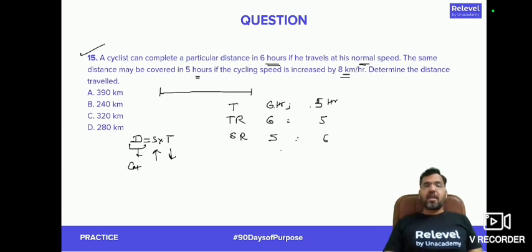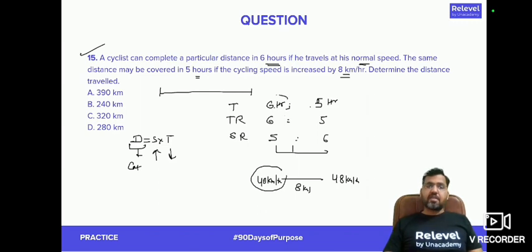Now you see that the difference in the speed is 1 here. I want this difference to be equal to 8 kilometer per hour. So earlier the speed is 40 kilometer per hour, and here the speed would be 48 kilometer per hour. So at a speed of 40 kilometer per hour, this person is taking a total of 6 hours. Distance, as we know, is speed into time. Speed is 40, time is 6. Total distance traveled will be 240 kilometer. Option B is the correct answer.